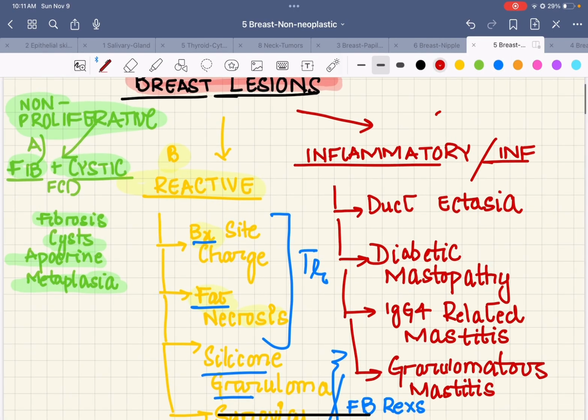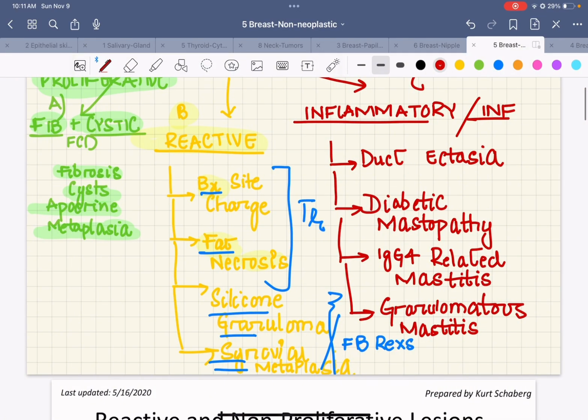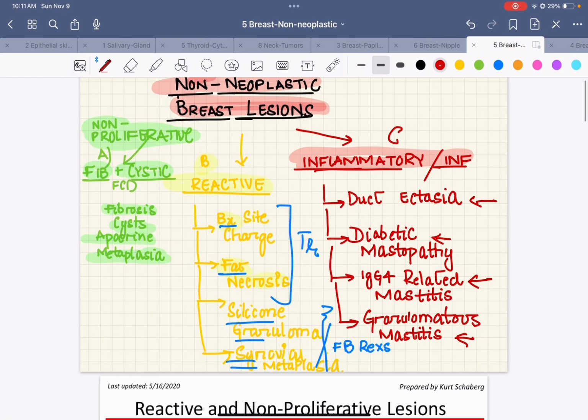And then our group C, the inflammatory or infectious lesions, which we can further subdivide into ductal ectasia, diabetic mastopathy, IgG4 related mastitis, and granulomatous mastitis. If we have this broad classification in our mind, it will be very easy to study each individual lesion and put it in the individual compartment that it belongs to.